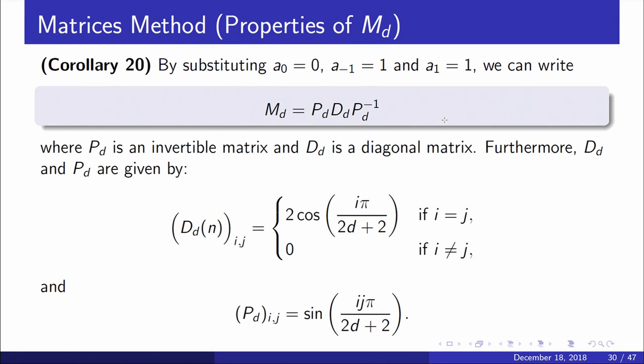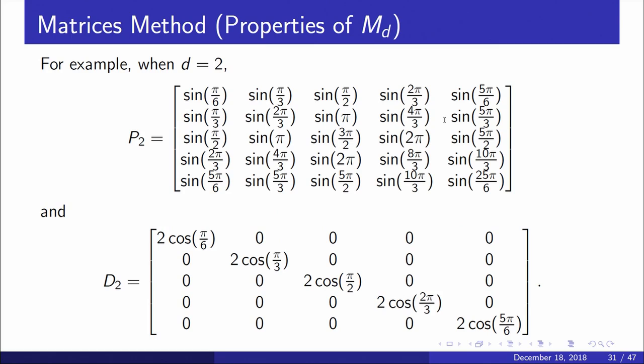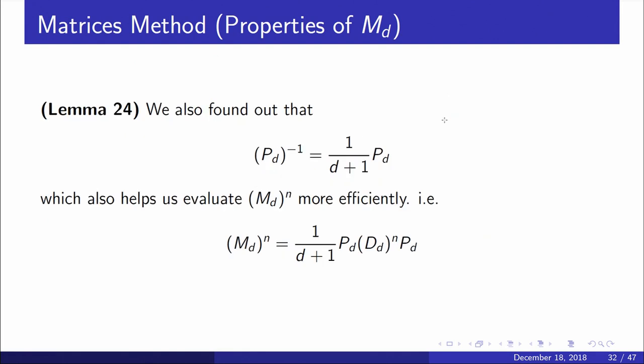So when substituting the values of a_0, a_{-1}, and a_1 as shown here, we can write M_d equals P_d times D_d times the inverse of P_d, where we can determine the elements of P_d and D_d simply by obtaining them from the results of that research as shown here. For example, when d is equal to 2, we have P_2 and D_2 from simple direct substitution. We also found that the inverse of P_d is equal to 1 over d plus 1 times P_d. So we can rewrite the form of M_d to the nth power as shown here.